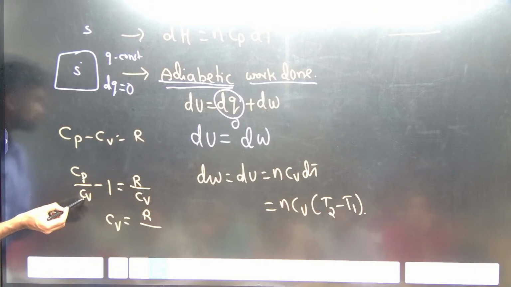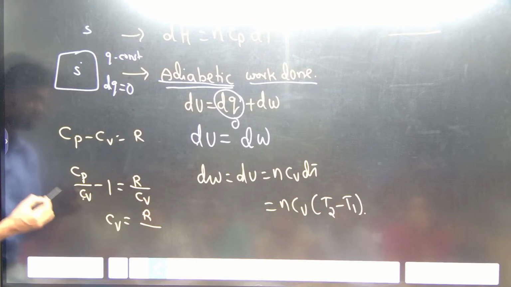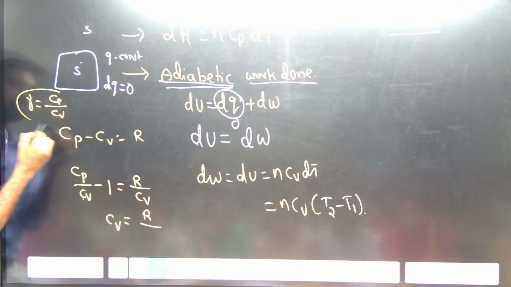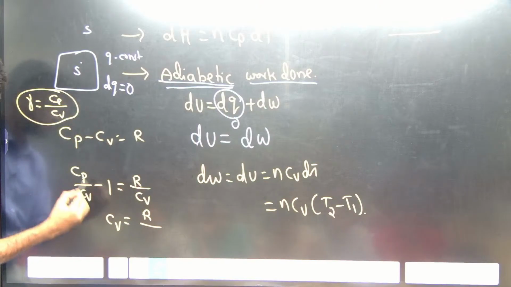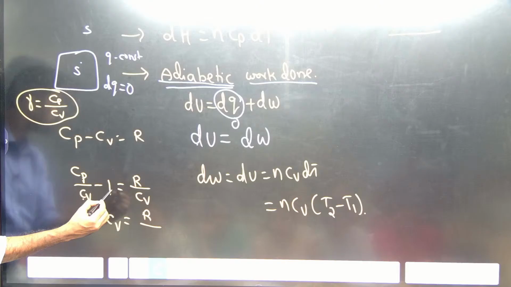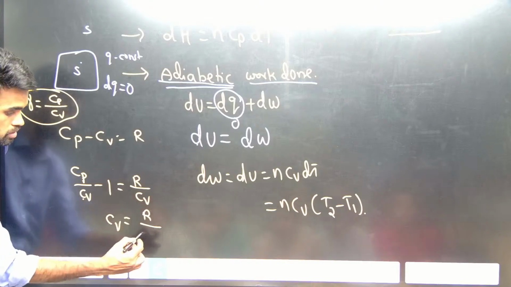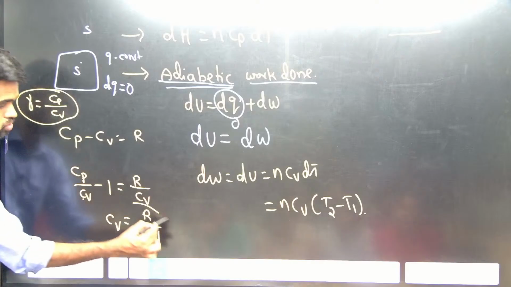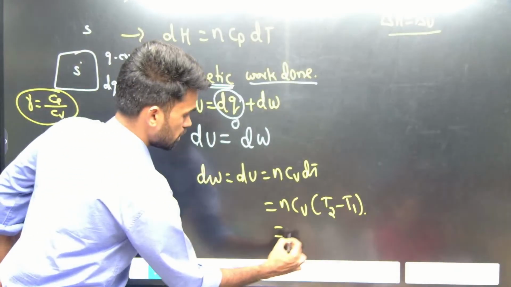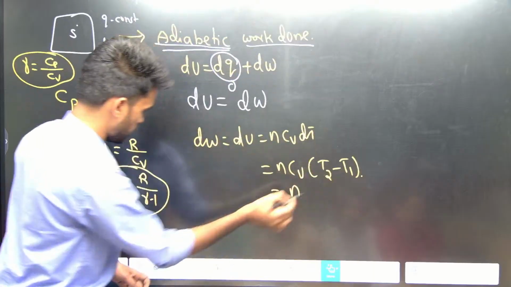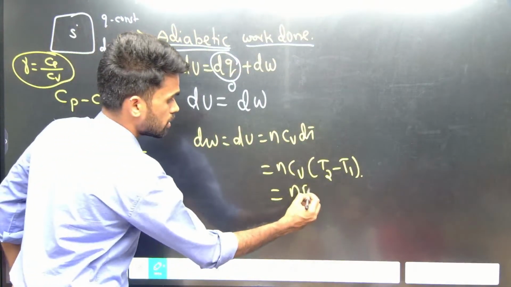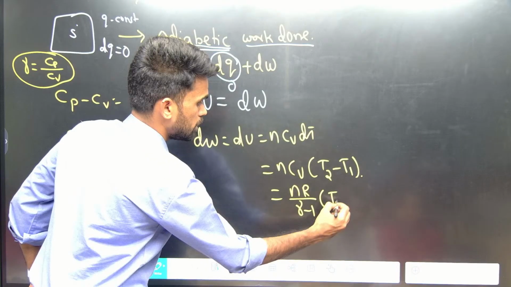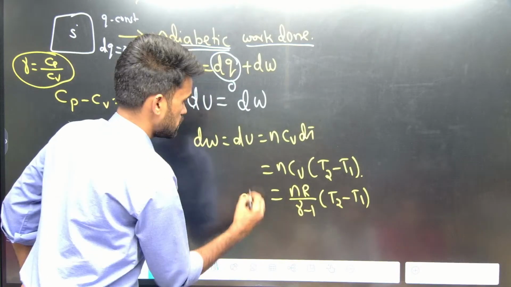Cp by Cv, what is the new term I am saying? Gamma. Gamma, Poisson's ratio, Cp by Cv. So here can I put gamma minus 1 only? If you bring this here, can we write like this? Yes. So here you can include n in the place of Cv. What can I write? n R by (gamma minus 1) times (T2 minus T1). So this is the work done for an adiabatic process.